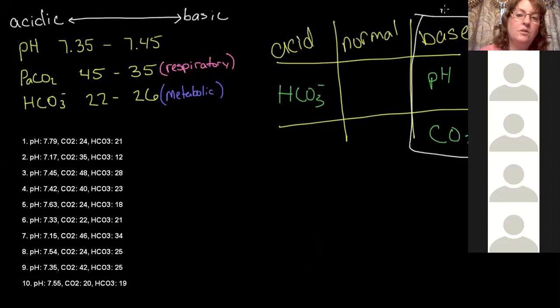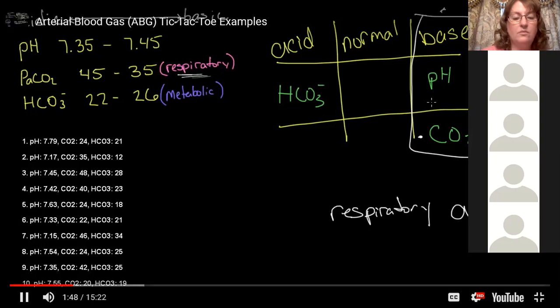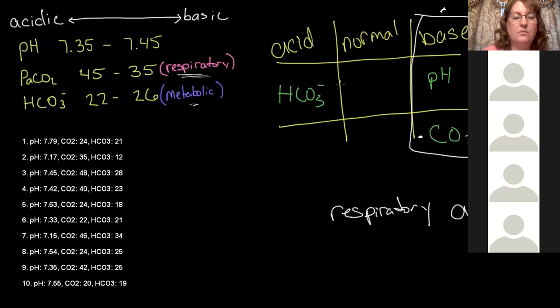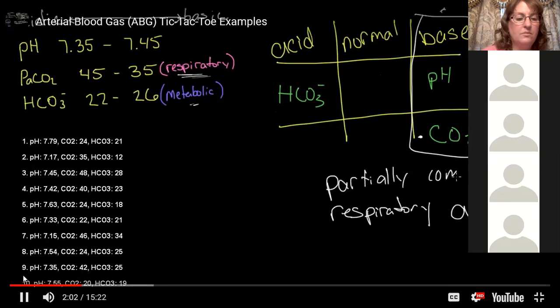Since it's in the base column, we know that we are in alkalosis of some sort. Now we need to see which parameter made up our tic-tac-toe. In this case it's CO2, and remember, CO2 is a respiratory value. So we are in respiratory alkalosis. Then we need to see the opposite parameter. In this case, we use the respiratory parameter to make our diagnosis, so we look at the opposite parameter, our metabolic parameter, and which column it's in is the acid column. So this means we are partially compensated.